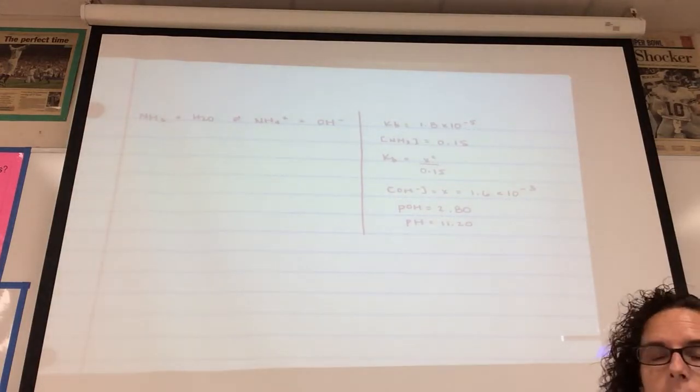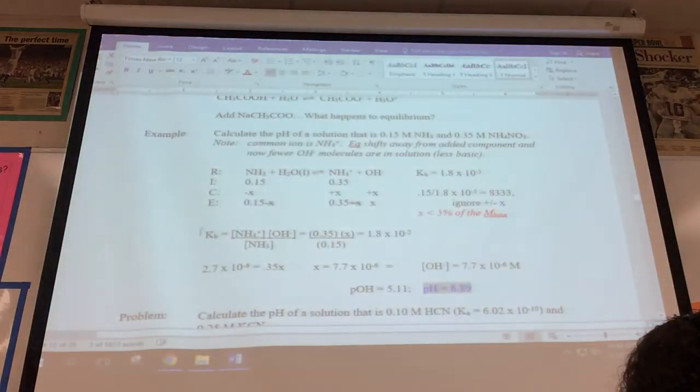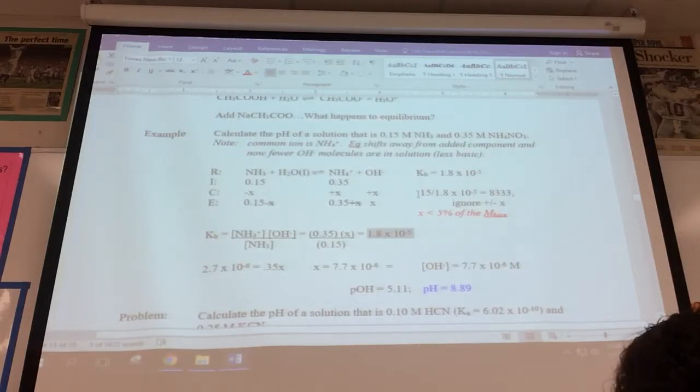What was the 0.15 divided by 1.8 times 10 to the negative 5? It was just showing all the work. Here's your Kb. Here I was plugging everything in. I wrote it on the other side. You just want to solve for x. This is just showing the 5% rule right here.